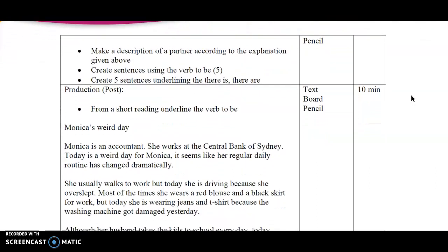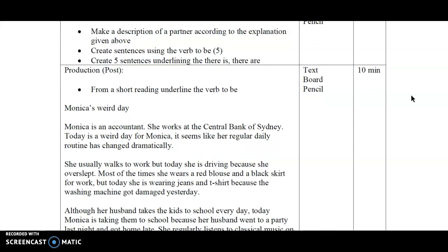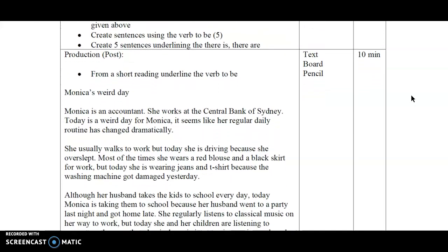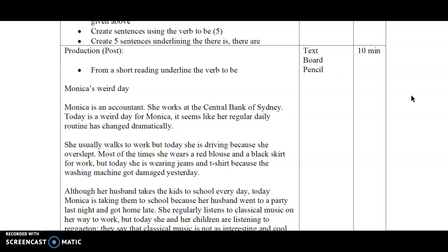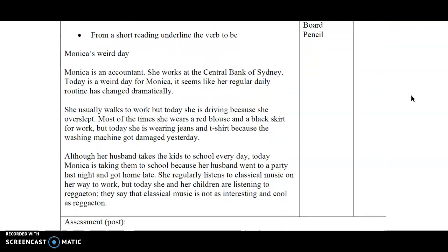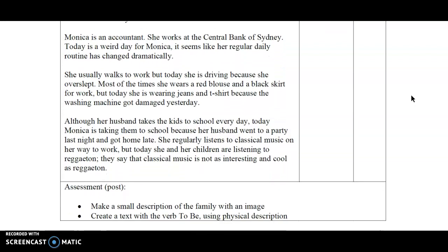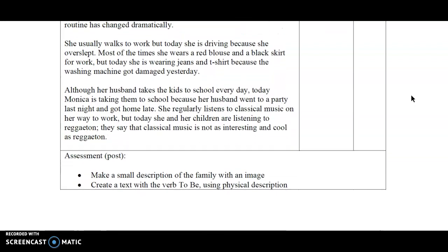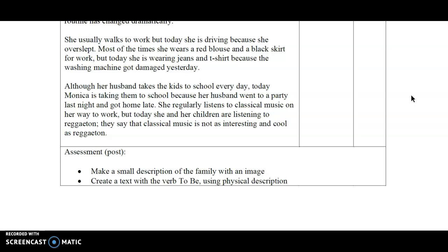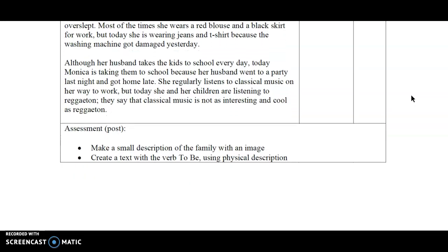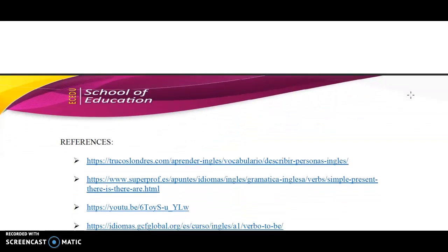Production: from a short reading, underline the verb to be. Materials and resources: text, board, pencil. 10 minutes. Assessment: make a small description of the family with an image. Create a text with the verb to be using physical description. Reference.